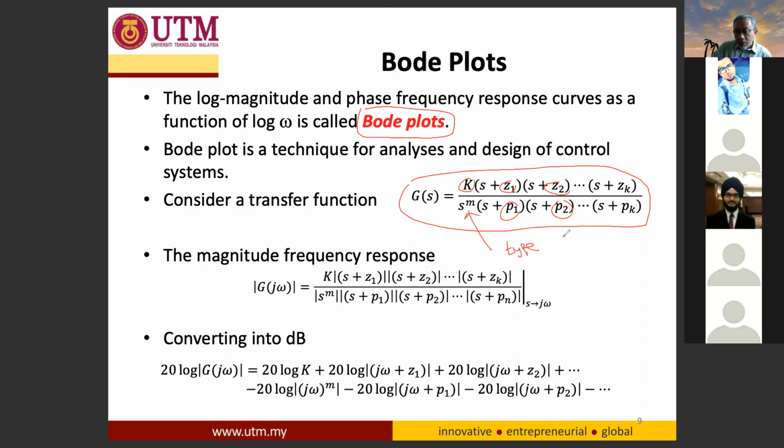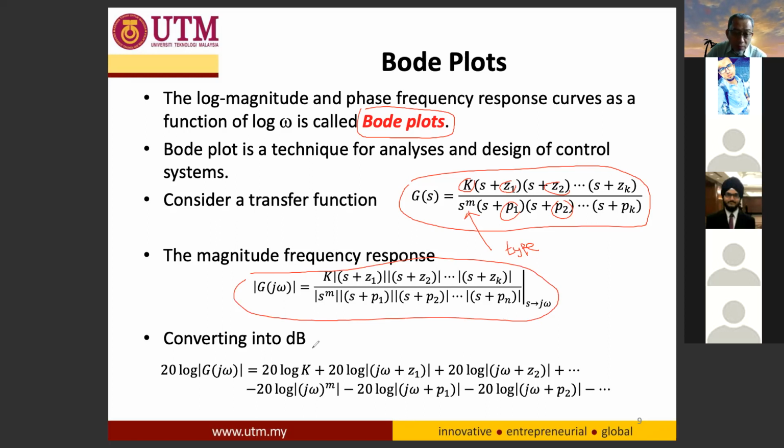If m is equal to 0, the system is type 0. If m is equal to 1, it is type 1. m equal to 2 is type 2, and so on. Then after we get this transfer function, we have to apply the magnitude formula for each of these poles and zeros by replacing s with j omega.